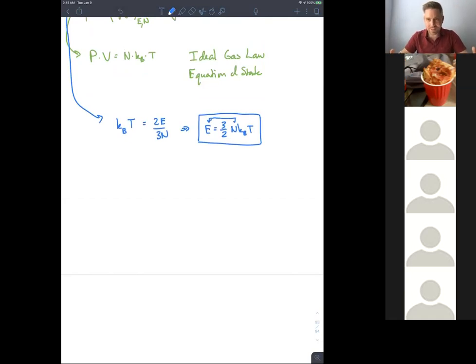Okay, so these are the kinds of things that you do: you calculate the number of states, you find some expression for the energy or the entropy, and then you start taking derivatives, and that allows you to calculate things like equation of state, pressure, temperature, energy, so on and so forth.